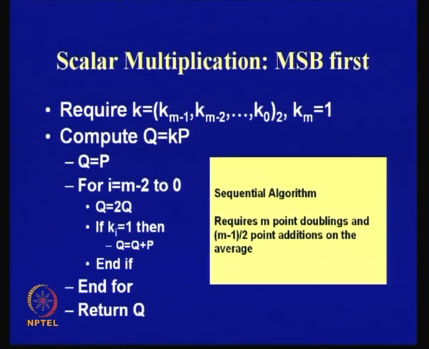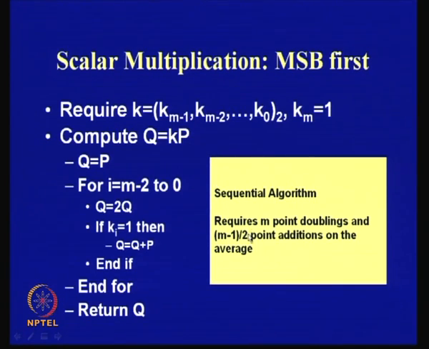In this case, you are parsing the scalar from MSB to the LSB. This is the least significant bit and this is the most significant bit. So we are going from MSB to LSB. Therefore, this algorithm is called MSB first. Okay. So in this case, what is the total number of computations necessary?